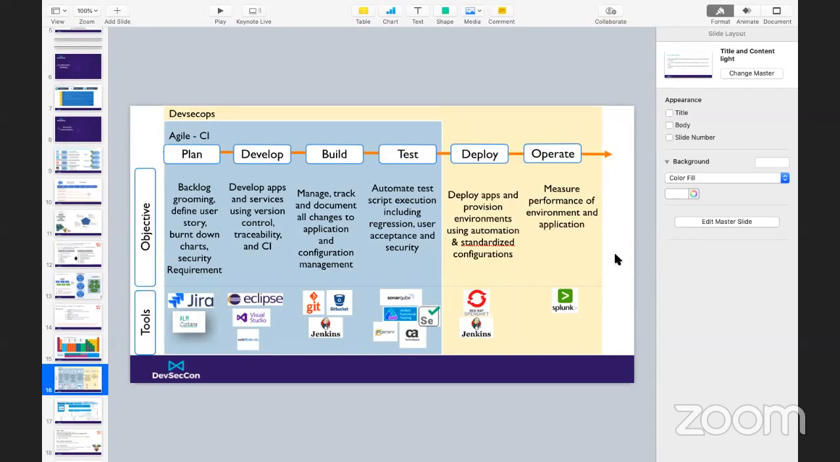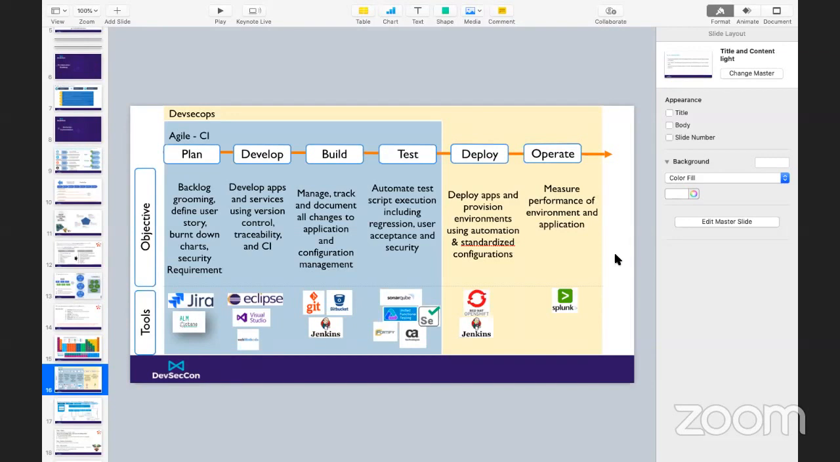So the tools that we use are Git, SonarQube, CA, Bitbucket, and Jenkins. In the test phase, we do some automated script execution, including regression, user acceptance, and security tests. The tools that we use are SonarQube, CA, Selenium, and HP ALM.